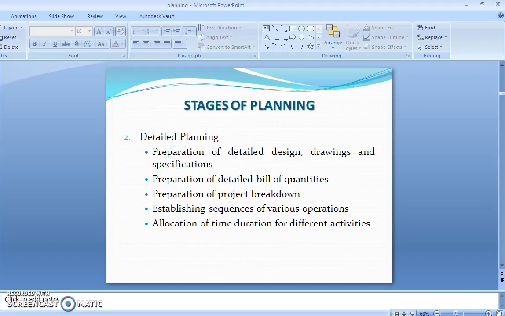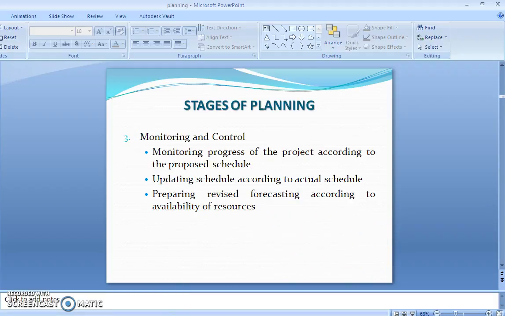Now moving on to detailed planning. This is the stage where we are preparing the detailed design, drawings and specifications, and then the bill of quantities is prepared. Then the project is broken down into different components, and we are establishing the sequence and time for various operations, and the time duration for different activities is allotted. After detailed planning, we will be monitoring and controlling the progress of the project according to the proposed schedule, updating the schedule according to the actual progress, and revised forecasting will be done according to the availability of resources.